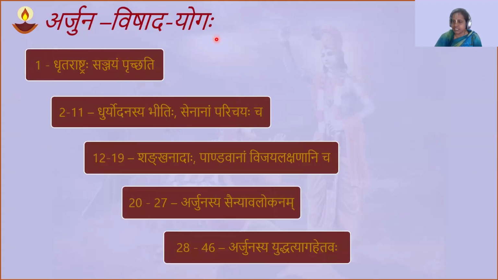So we are discussing the first chapter of Bhagavad-gītā, correct? We discussed this outline earlier. The first verse says Dhritarashtra is asking Sanjaya what is happening in the battlefield. Dhritarashtra Sanjayam Pruchati; Pruchati means asking. Next, verses 2 to 11: Duryodhanasya bhitihi senanam parichayacha, meaning the fear of Duryodhana and the introduction of the armies. Senanam means armies, and parichaya means introduction.